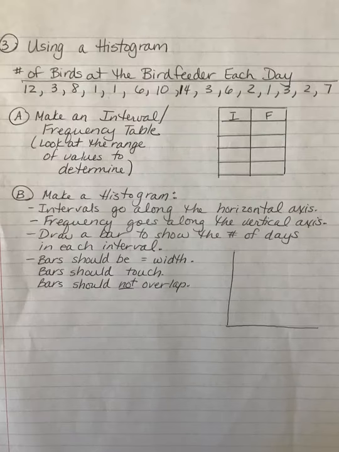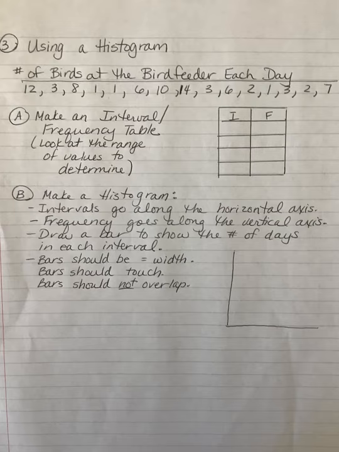In box number 3, we're going to go a step further and we're going to use the interval and frequency chart to make a histogram. Okay, I didn't leave enough room at the top for my dot plot. You don't have to use a dot plot. You could just take these numbers up here.